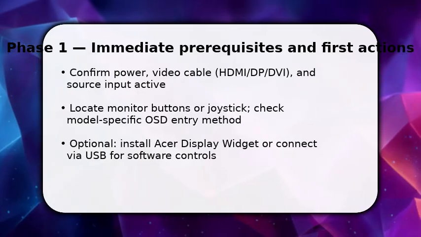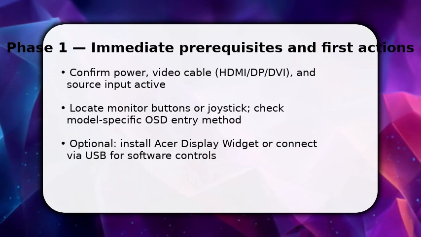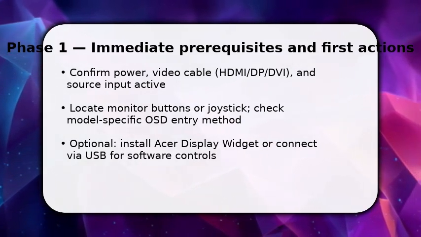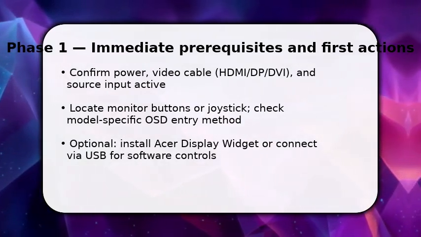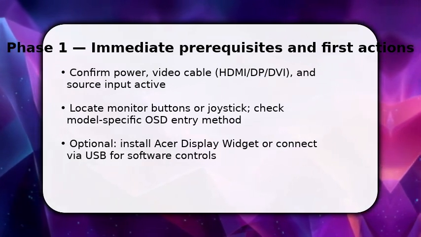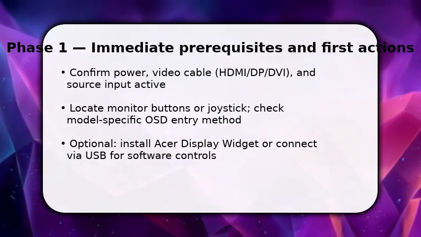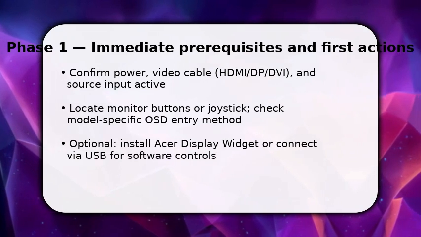You start by powering the monitor and selecting the correct input. This ensures the on-screen display will reflect your active source. Press the front button or joystick to open the OSD and navigate to settings. This is where adjustments live.